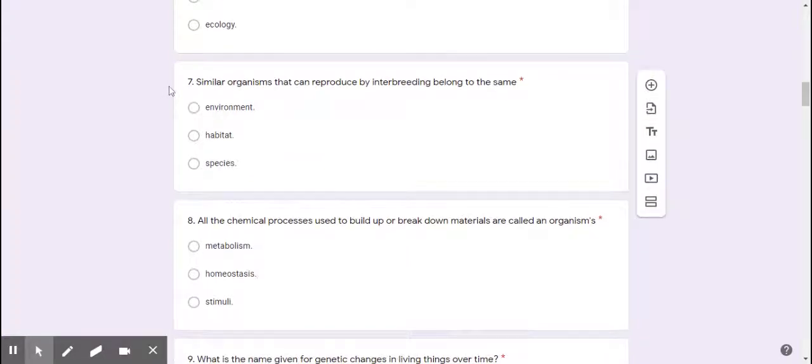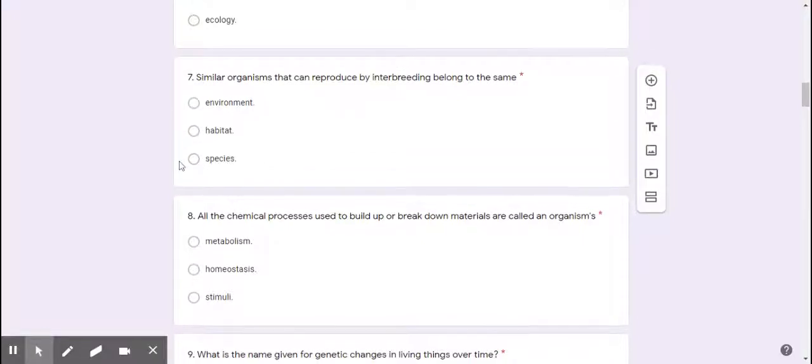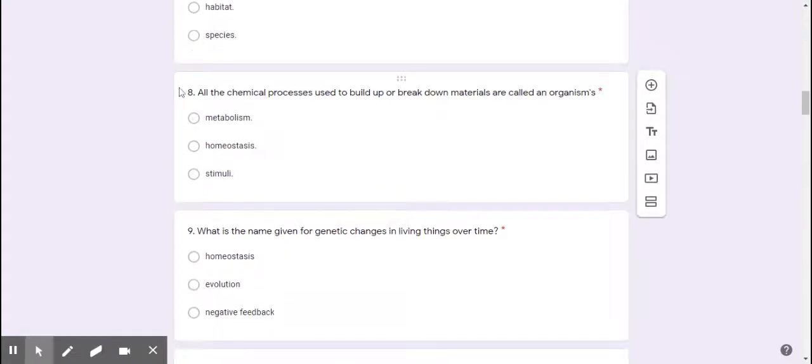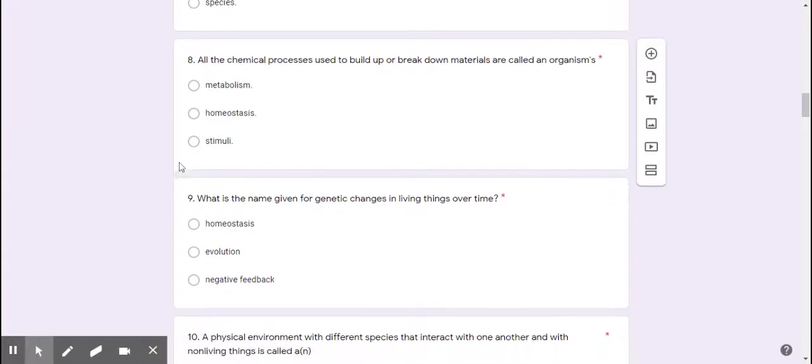Number 7, similar organisms that can reproduce by interbreeding belong to the same environment, habitat, or species. Number 8, all the chemical processes used to build up or break down materials are called organisms, metabolism, homeostasis, or stimuli.